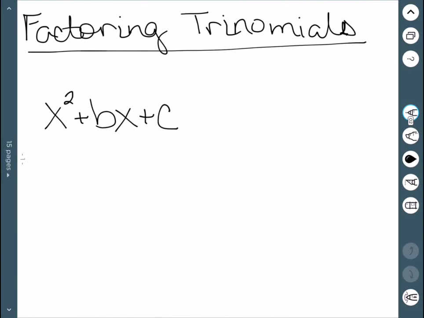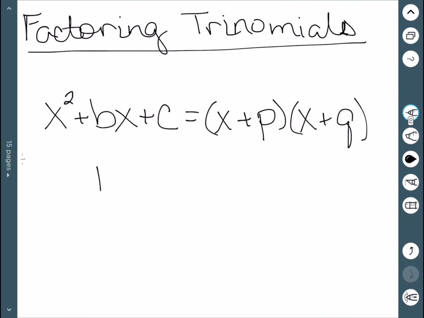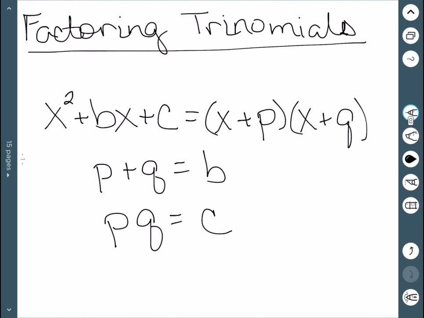We'll look at factoring trinomials. And we'll start with the type that are x squared plus bx plus c. So the important thing here is that there's no coefficient of x squared. And the idea here is we're looking for numbers p and q to factor this into, where p plus q is equal to b and p times q is equal to c.